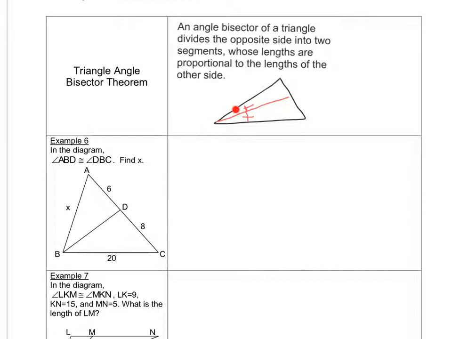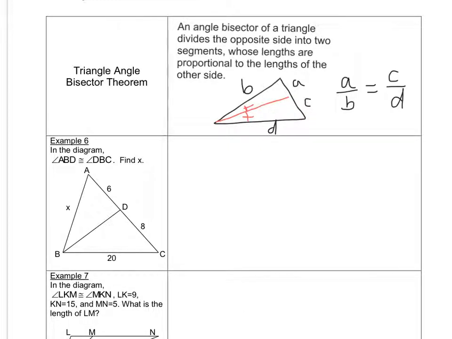And what it's saying is that the angle bisector divides this opposite side into 2 lengths. We'll call those lengths A and C. And it says that those lengths are proportional to the lengths of the other sides, so sides B and D. So A over B is proportional to C over D. This little chunk that's been divided is proportional to the side closest to it, and this other piece that's been divided is proportional to the side that's next to it.